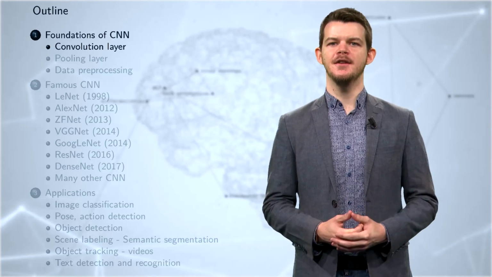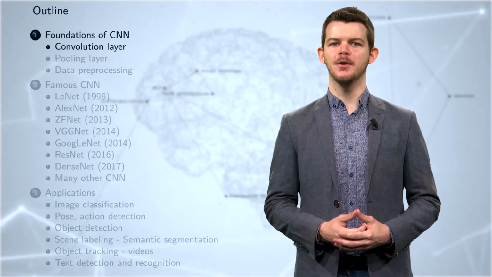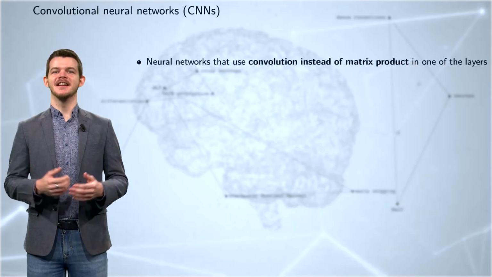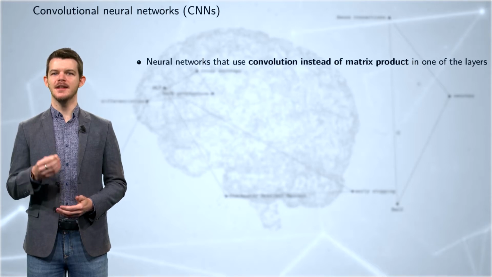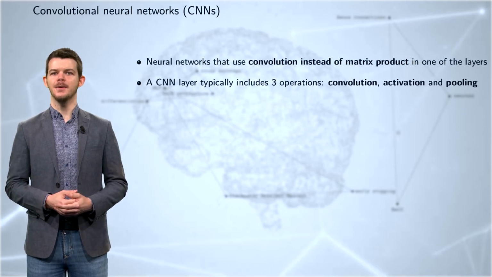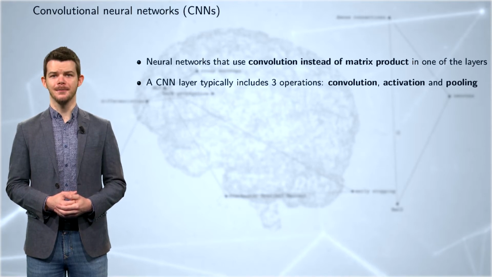We are now going to see the main elements of a convolutional neural network. CNNs are neural networks in which convolutions are used instead of matrix products in several layers. A CNN typically includes three operations: the convolution, the activation function, and the pooling.